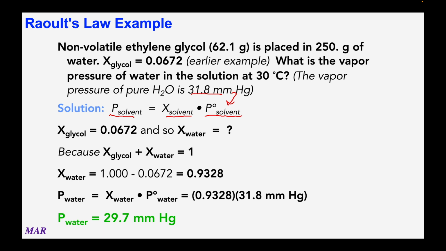In pure water at this temperature, vapor pressure 31.8 millimeters of mercury. But in this solution with ethylene glycol, where we have the bouncers, the blockers, the ethylene glycols, they're preventing some of the water in the liquid phase from getting to the gas phase. So the vapor pressure is lower. It's 29.7 when it was 31.8. This is the vapor pressure lowering phenomena. The vapor pressure of the solvent is lower in the solution than it is in the pure solvent.